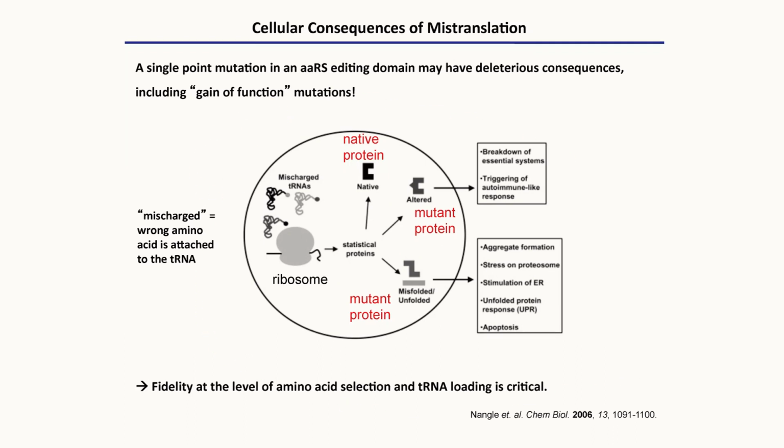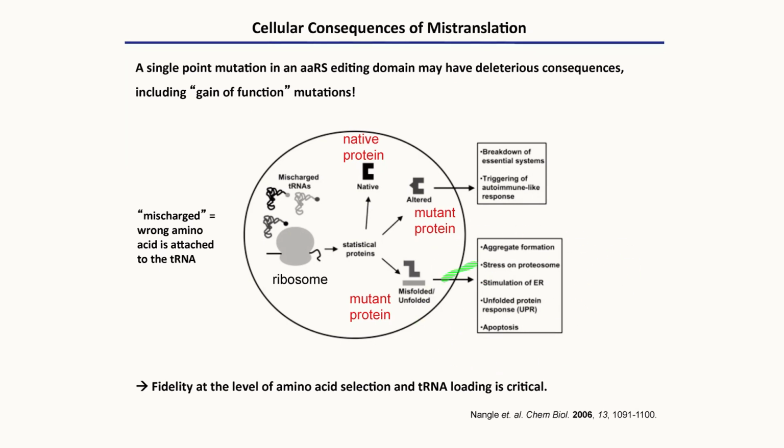And what might happen here in terms of consequences. So native protein will go on and do its job. Imagine there's some mutant protein here that's altered in some way. And these are just some examples of possible outcomes. So maybe there's a breakdown of some essential cellular process. Here we have triggering of autoimmune-like responses, things that are not good. What if these mutant proteins misfold so they can't form their correct fold, and fold is important for function. Maybe there's aggregation. Maybe there's stress on the proteasome.